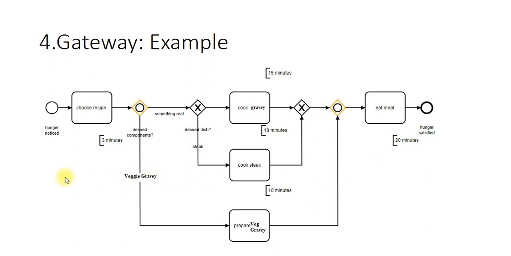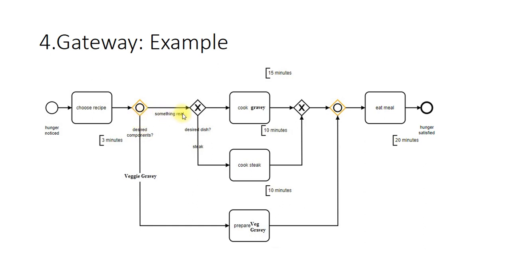Now let us take an example of a gateway. Here it's again the hungry situation where people are hungry. Hunger is noticed, which is the start event. Now we choose a recipe. Now it goes to an OR gateway, an inclusive OR gateway, which means either one is possible, or two is possible, or both can be possible.